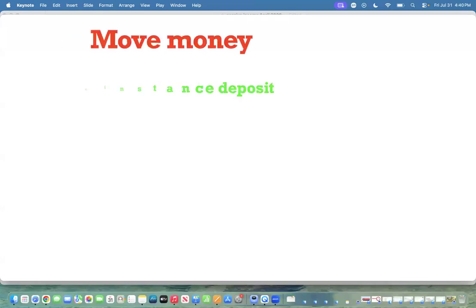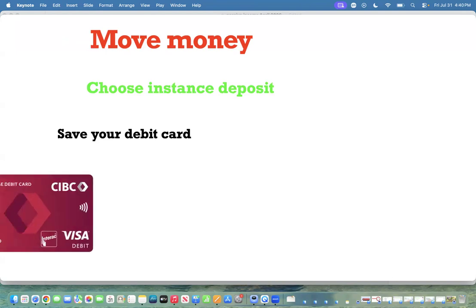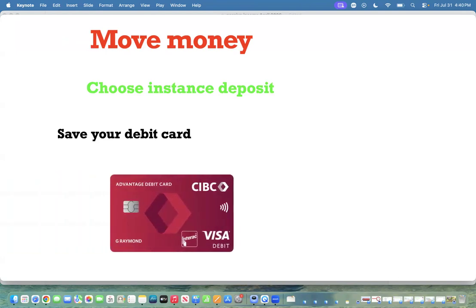Now let's see what other things there are. Move your money. Choose instant deposit. It's always really quick, 5 minutes or even less than 5 minutes, 2 seconds, whatever. Then you have your money and you can decide which stock you're buying. Save your debit card there, not with CIBC, I'm just giving an example.